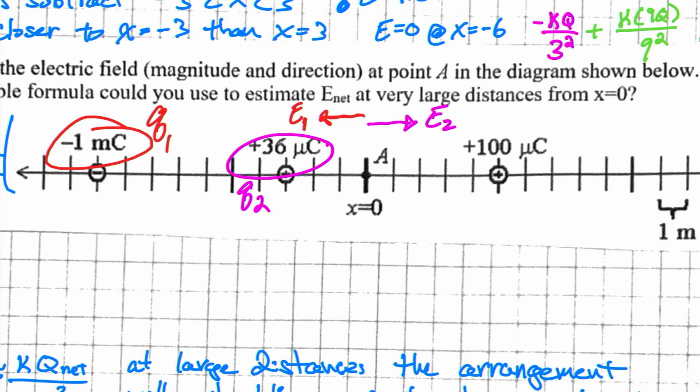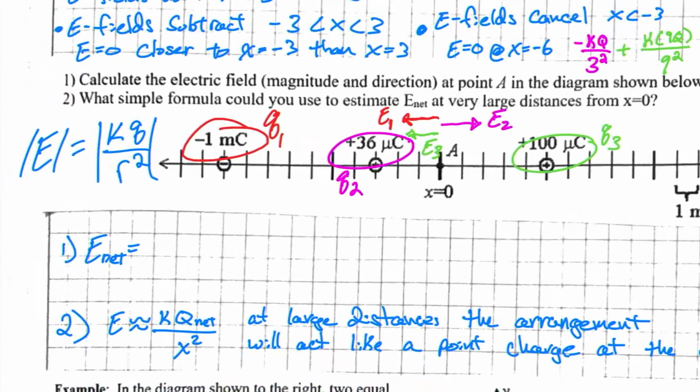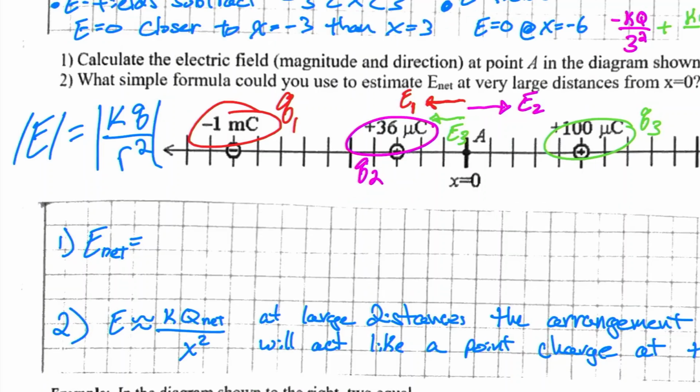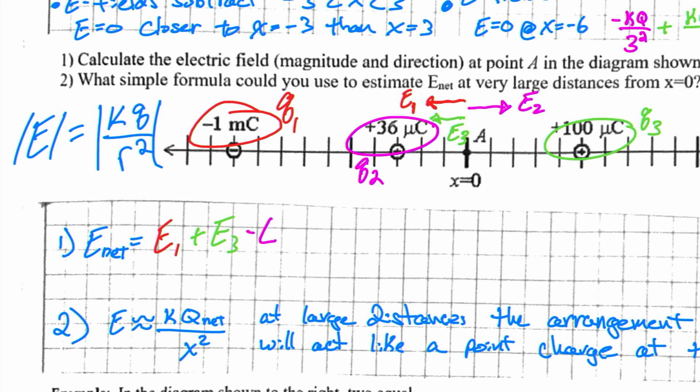And then this charge, we'll call that Q3. Again, it's positive, so its electric field is going to go away. E3. We have 2 fields to the left, 1 to the right. We will add those up. The ones to the left will be negative. Right? So these ones will be negative. This one will be positive. And we're going to have E1 plus E3 minus E2.